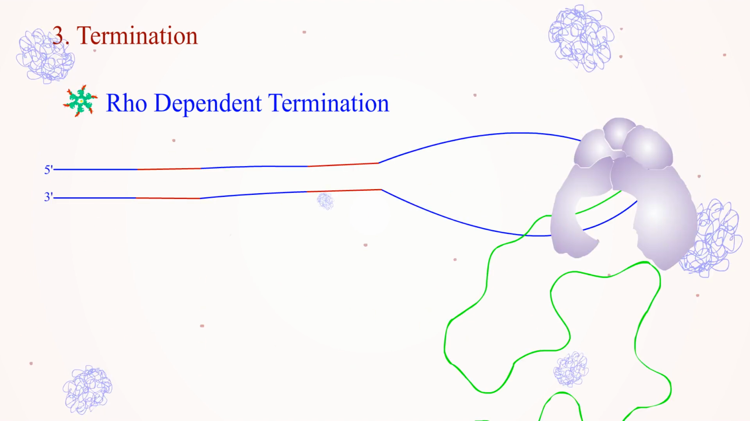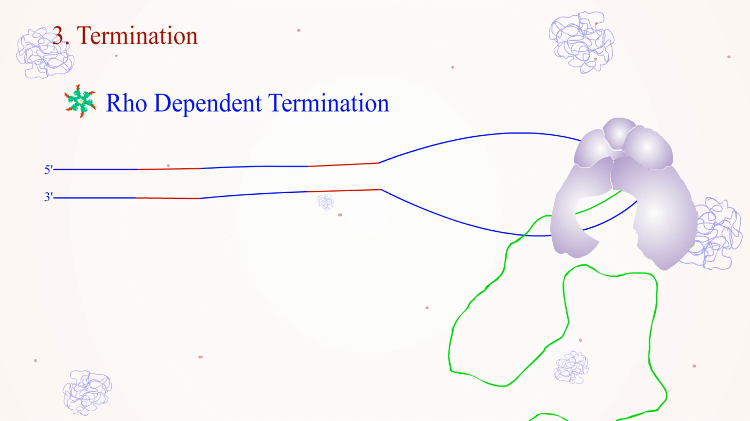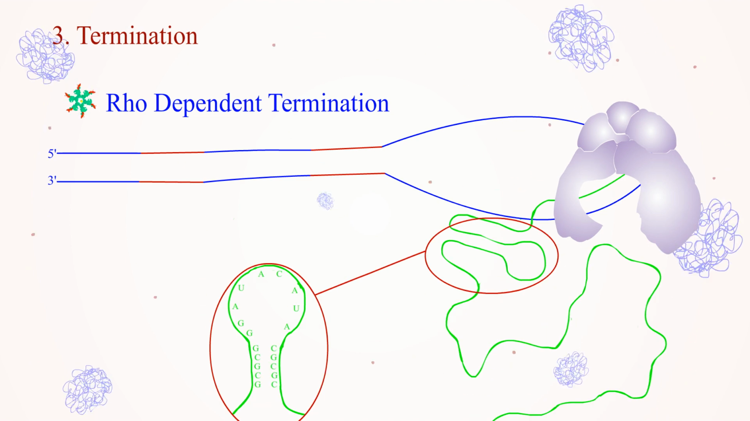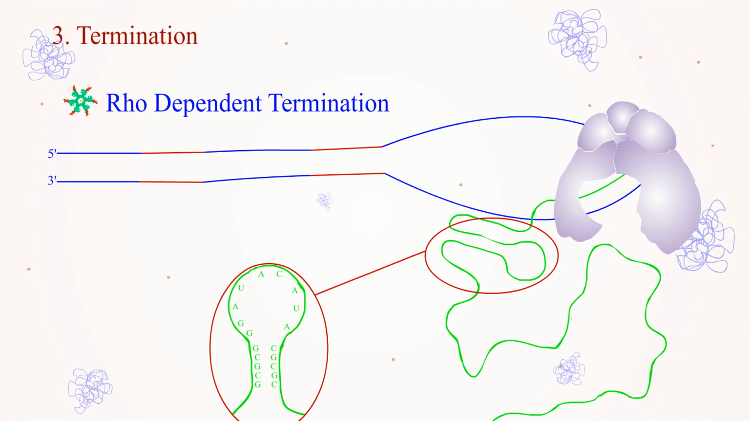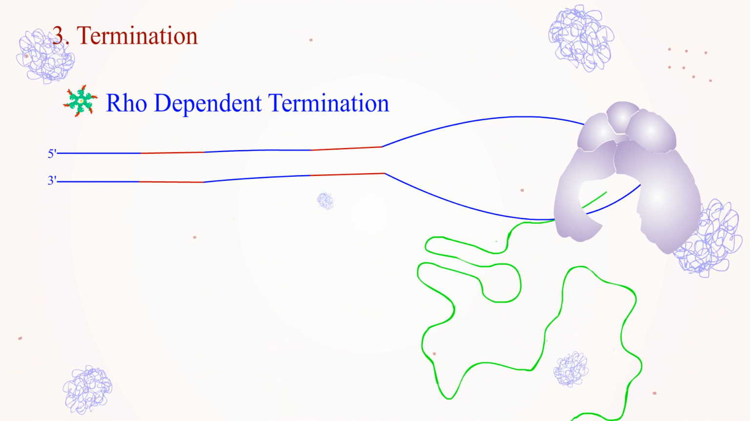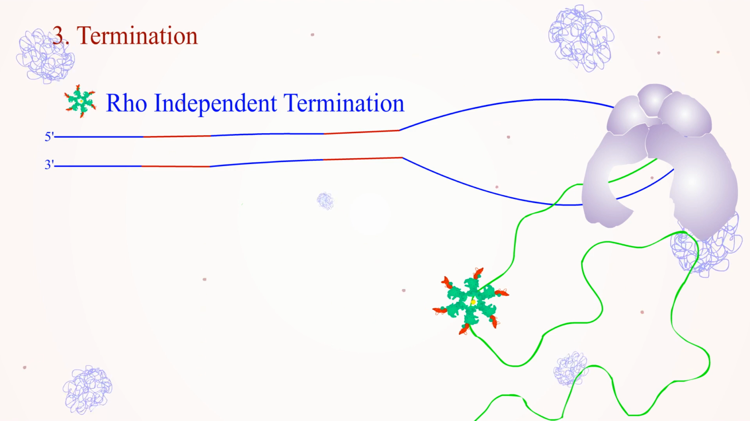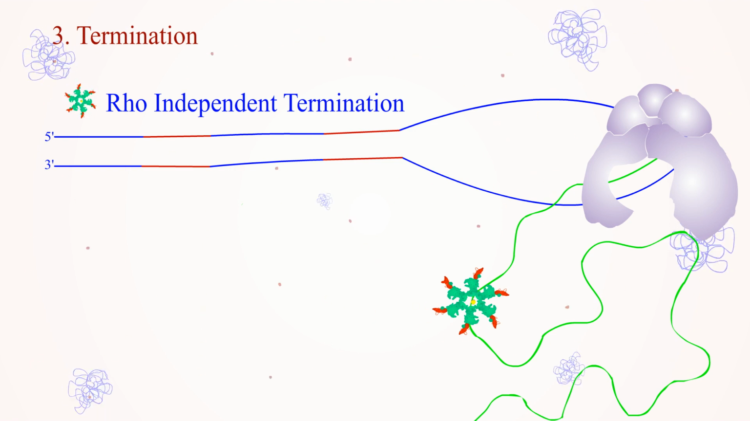Rho-independent mechanism. In the Rho-independent mechanism, the transcription will be terminated because of specific sequences which begin with a CG island, followed by some random sequences and again a CG island to form a hairpin loop, and finally continuous repeats of AAA nucleotides.